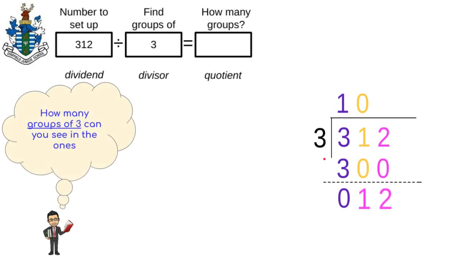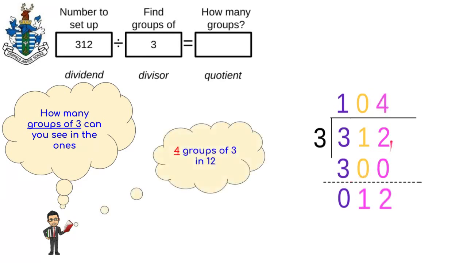We're now saying, how many groups of 3 can we see in the ones? Well, we have 12 ones now. So how many groups of 3 are there? There are 4 groups of 3 in 12. So we put our 4 at the top, and we've got our result. We've got our quotient of 104.